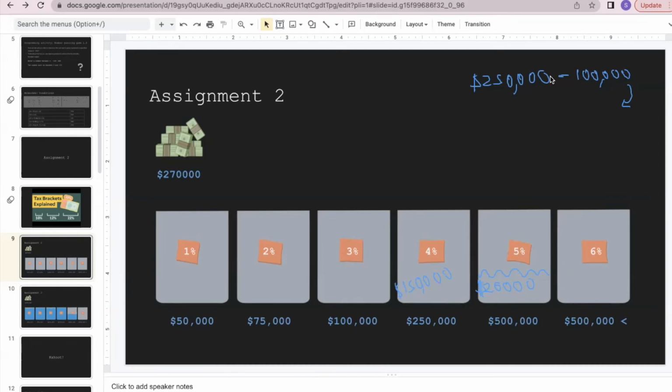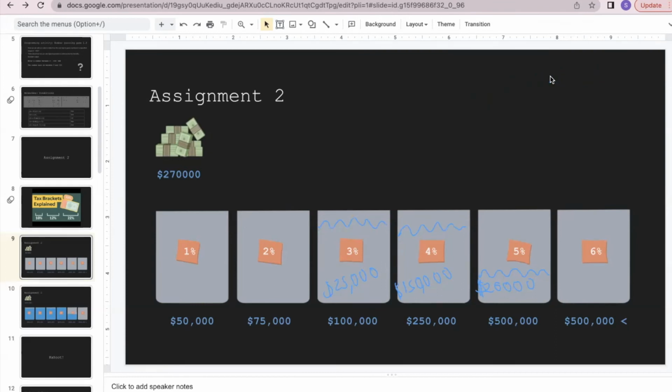And we are left with $100,000 that we still need to figure out the taxes on. So now we look at our bucket. We are in the 3% bucket now, and we see how much of our money is going to go into this bucket. Well, this one takes 75, so we're going to take our 100,000 and subtract 75,000. And this is going to give me 25,000 that is getting taxed at 3%. And then we are left with $75,000 left that we need to find the taxes on.